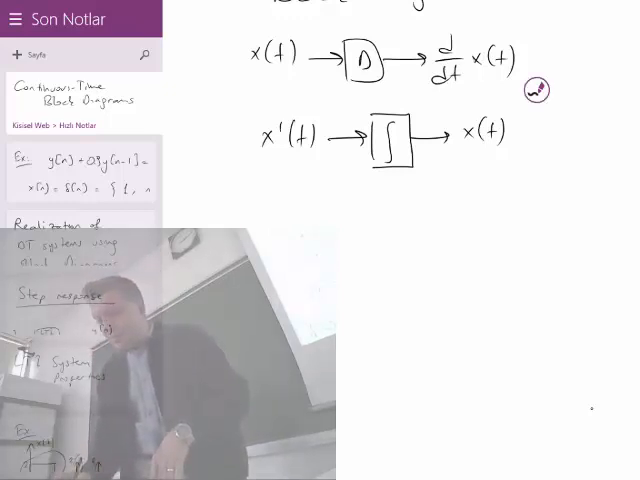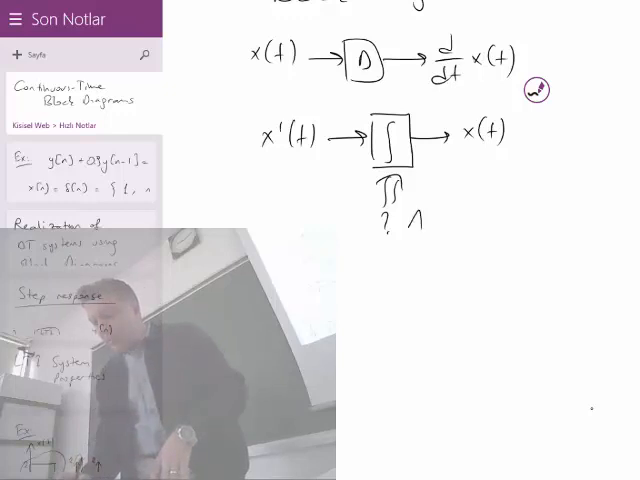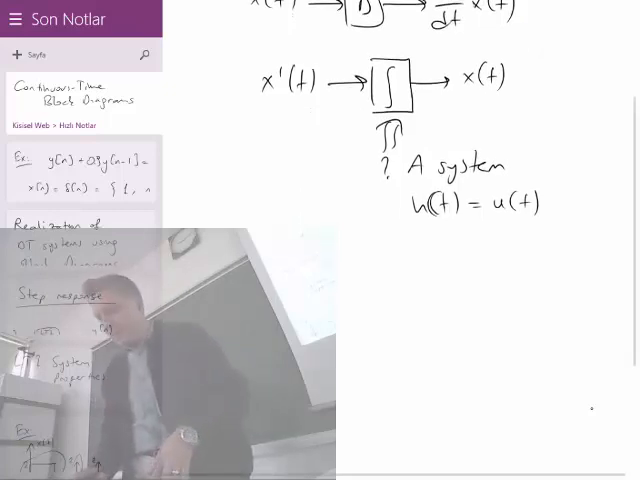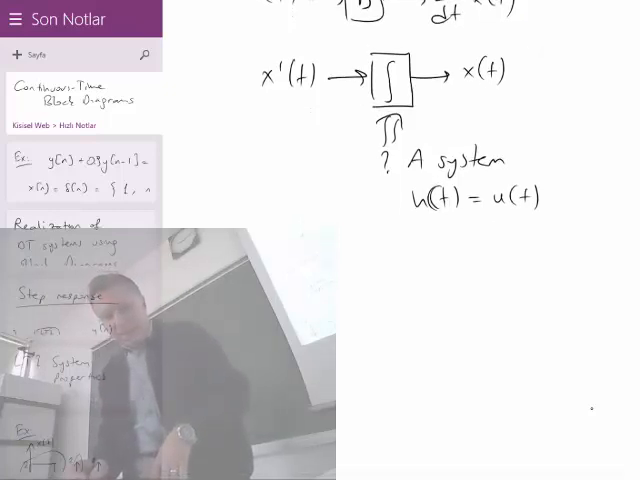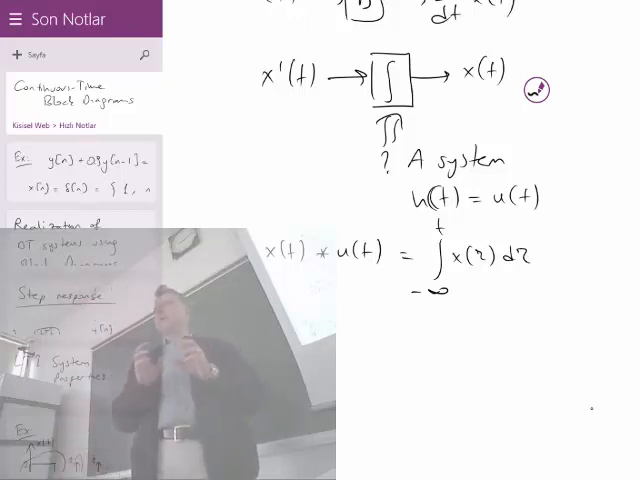By the way, this thing, what could it be? What is an accumulator? It is a system with impulse response equal to u of t. Because we know that when you convolve with u of t, the unit step function, what you do is accumulation, integration. In other words, if you say x of t convolved with u of t, that would be the integral from minus infinity to t of x of tau d tau. So this is the operator that we are looking for.